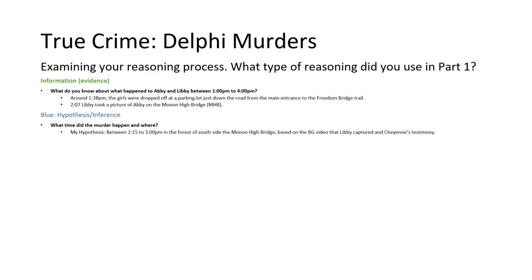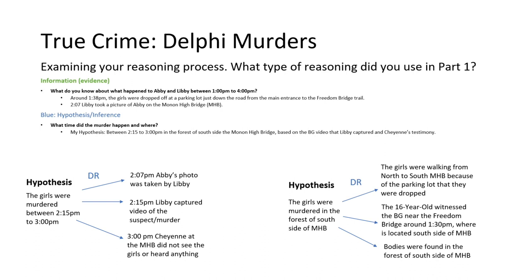Okay, here is an example of my reasoning process. Based on the information that I gathered from the Uncover website, I made a hypothesis that the murder happened between 2:15 and 3 p.m. in the forest on the south side of the Monon High Bridge. The three important pieces of evidence that support this hypothesis were: first, the video of the bridge guy that Libby captured at 2:15 p.m.